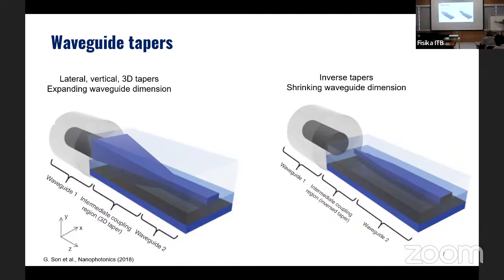It means that from this height, h1, I have to taper into this height, h2. And from this width 1, I have to taper into width 2, right? This is called 3D tapering. Can you do something else? You can. So for example, if I don't want to do the height tapering, and I will tell you later why, I taper from this waveguide into this waveguide, right? So I have this, and then I don't taper the height, I just taper the width. So this is called a lateral taper.